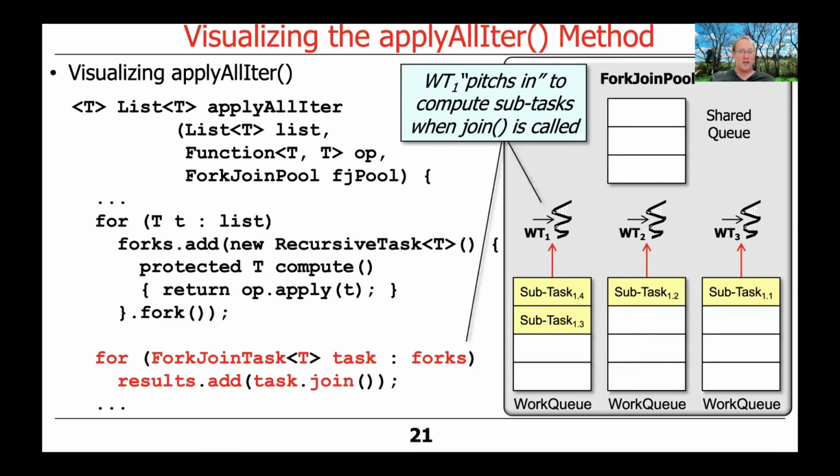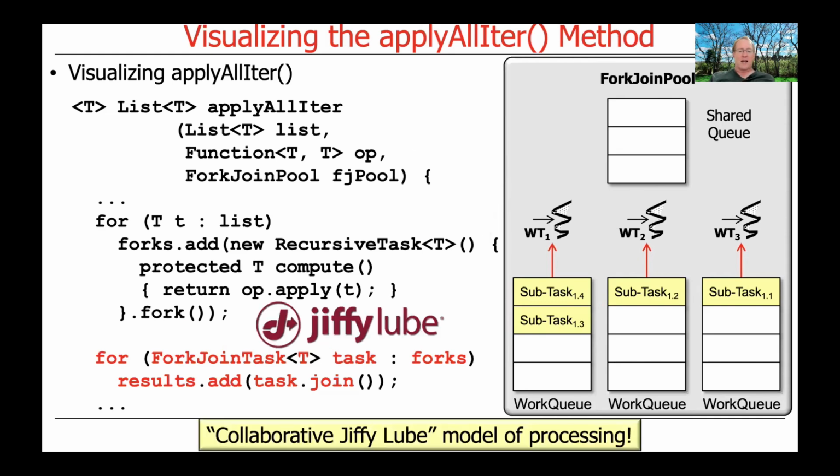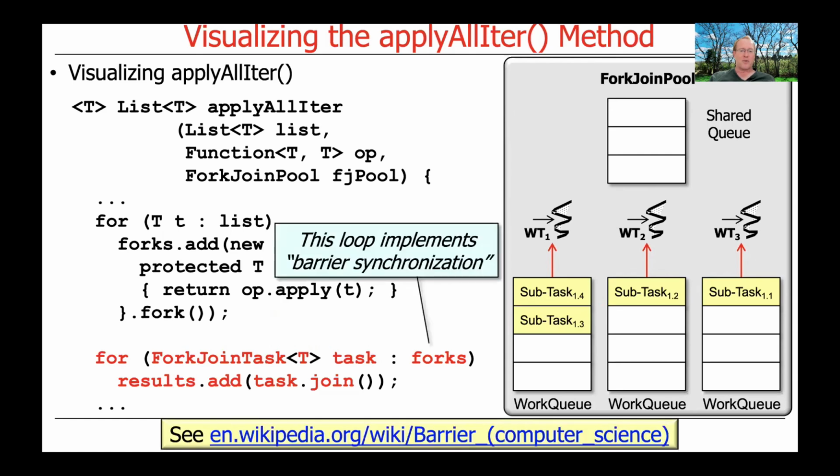Then when we go into the main loop here, or the second loop, where worker thread 1 does the barrier synchronization, it's going to call join repeatedly, and it'll pitch in. So worker thread 1 will pitch in to do some computations when join is called, only returning from join whenever that particular task's result is known. So this is what I like to refer to as the collaborative Jiffy Lube model of processing results in the fork join pool.